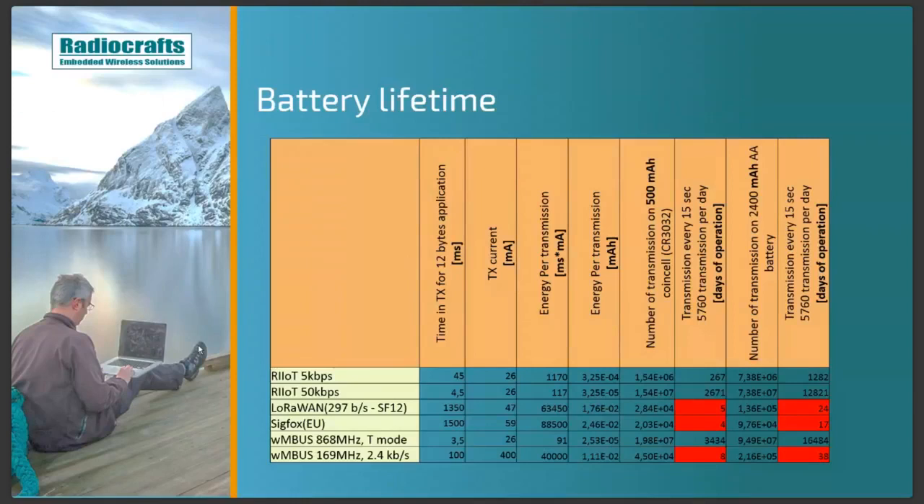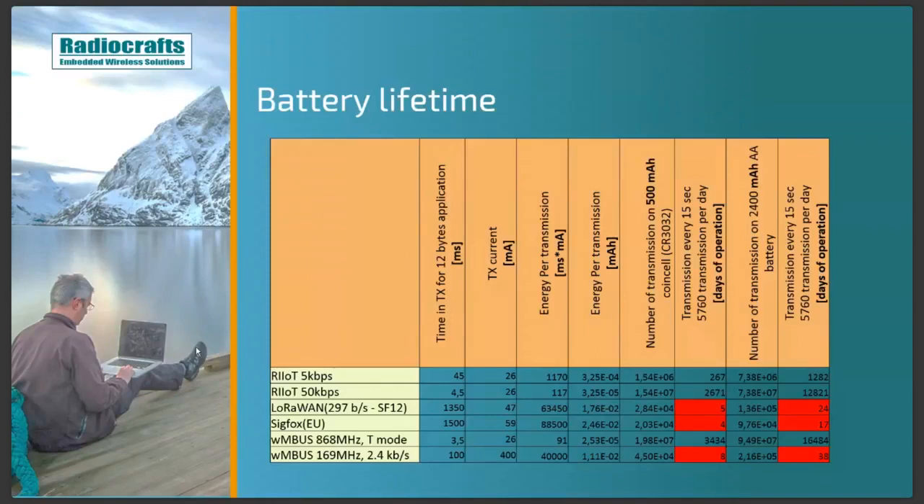The interesting part is also the consequence of this energy used per packet. With a 500 milliamp-hour coin cell battery, these LPWAN technologies will last 4 to 8 days. Then you have to change the batteries. This is based on sending data every 15 seconds. Again, if you're sending every 24 hours, it's okay, and they probably can have a long lifetime. But if you're sending with high update rates from your sensors, these technologies are not suited.